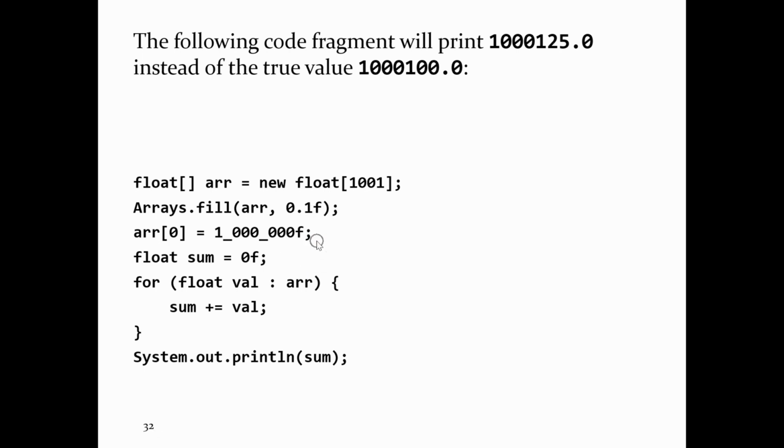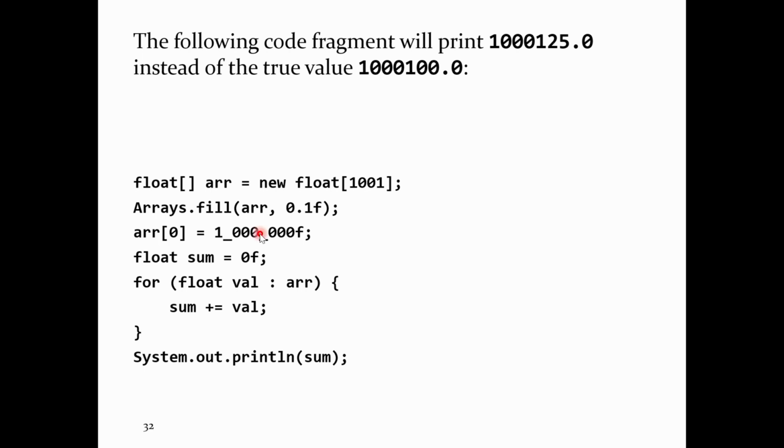And then I'm going to set the first value to 1 million. So in other words, I'm going to take 1 million plus 0.1, and I'm going to add 1,000 0.1s. So 1,000 times 0.1 is 100, and 100 plus 1 million is 1,100,000. If you sum those values using float in Java or any other computer that's using a 32-bit floating point number, you end up with the value 1,125,000. You can't even sum 1,000 numbers correctly to get the right sum. You're off by 25 in the final sum.